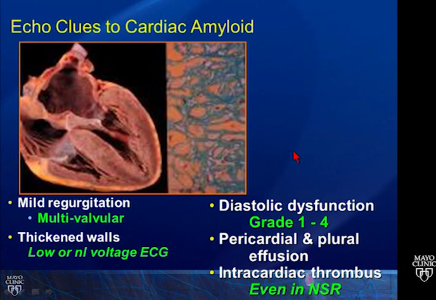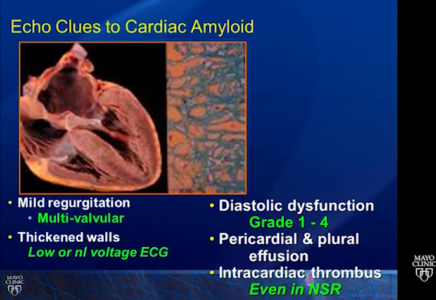But I think the main point on this particular case was you didn't want to miss the diagnosis of amyloid heart disease. And amyloid heart disease is associated with mild valvular disease. It can be multivalvular regurgitation that's usually fairly mild. It can be worse, but oftentimes mild, with low to normal voltage on the ECG, and that would be classic, but there are some patients that have normal or even elevated voltage.